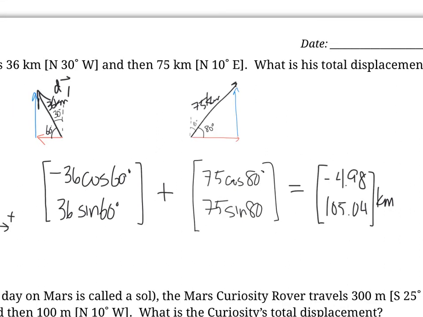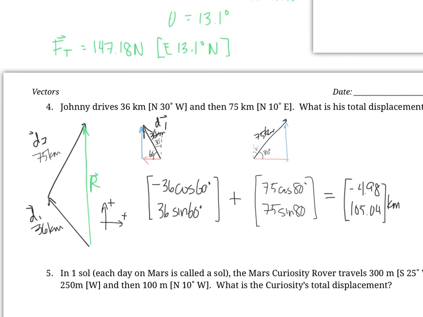So doing those, I get my final answer as negative 4.98 in the x direction, so 4.98 to the west, and then 105.04, so 105 kilometers north. And if we look at our initial sketch, that sort of makes sense, that we're going to go up by 105 kilometers and just a little bit to the west. The sketch actually wasn't so bad. But now, that's not our final answer. Those are the components of our final answer.